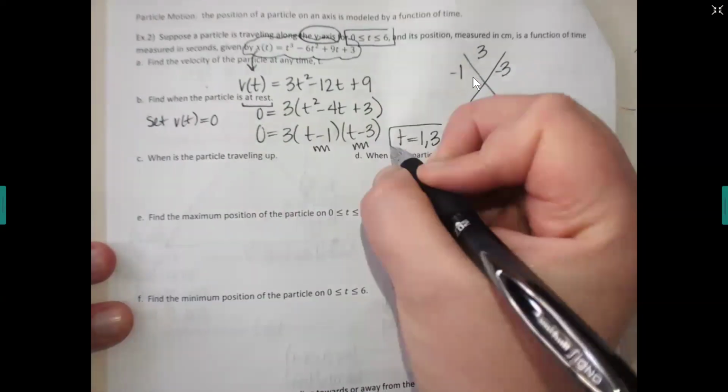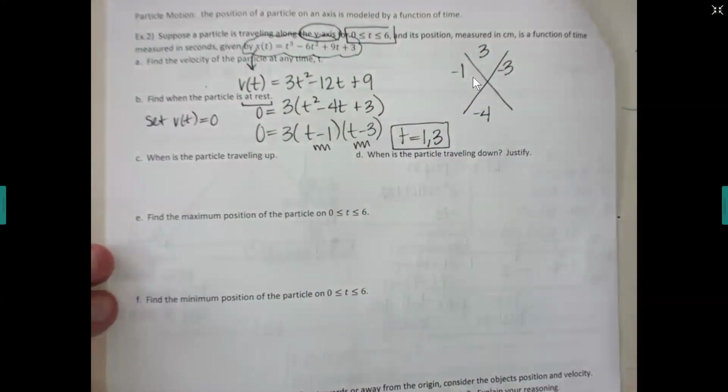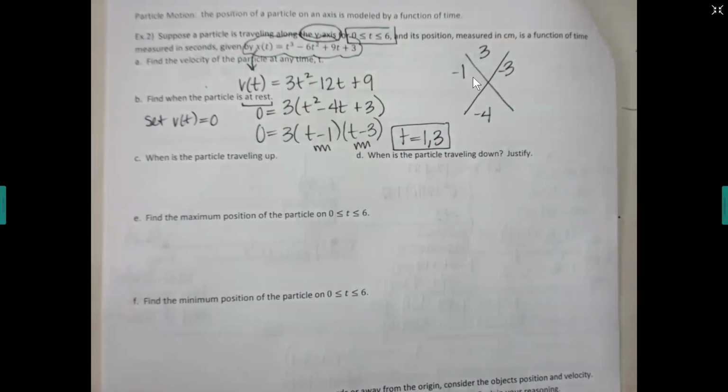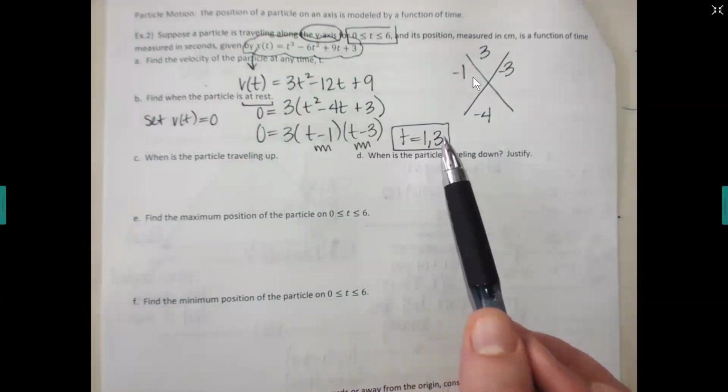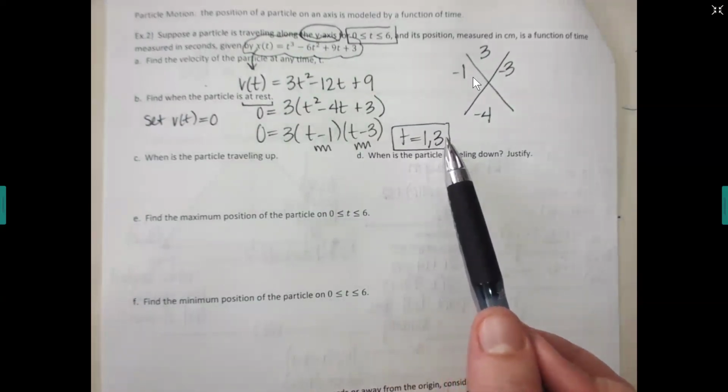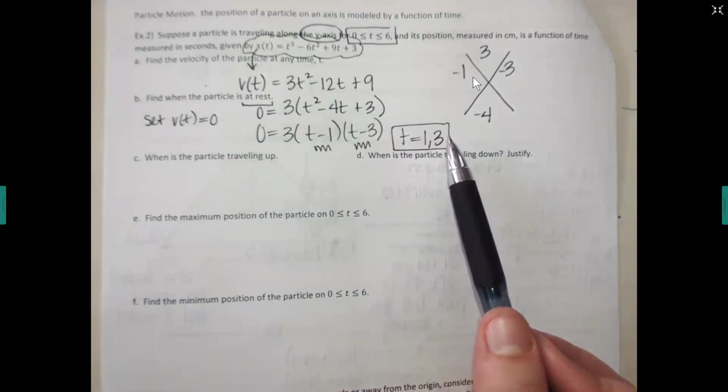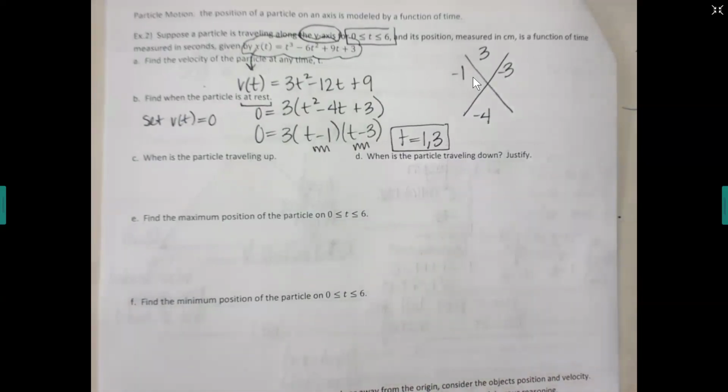Now, quick little note, you may forget this, but on your Delta Math, when we get to it, let's say that your answers are 1 and -3. Would you type in -3 as an answer? No, because remember, for time, when does it start? 0. So if you get any negative answers for time in your homework, you would not type those in.